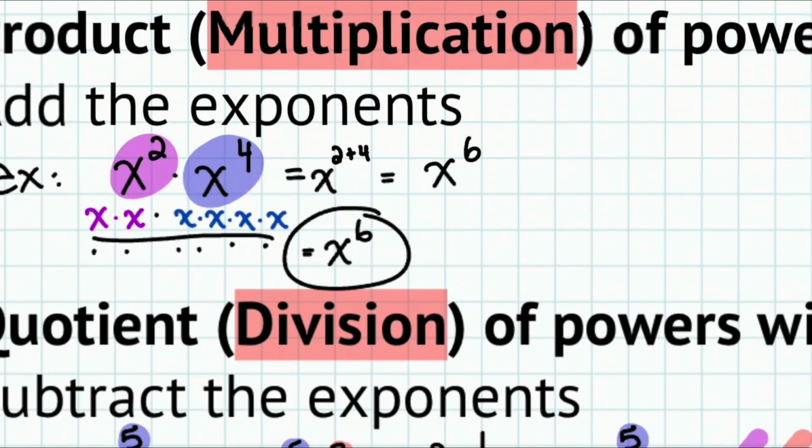So again, right over here, we're saying we have 2 x's with 4 x's all being multiplied. That's going to be 6 x's lined up, and so we can say x to the power of 6. The shortcut is just add the exponents. If you're multiplying powers of the same base, so the same variable as the base, 2 plus 4, that's 6, and you're done. And that's it.